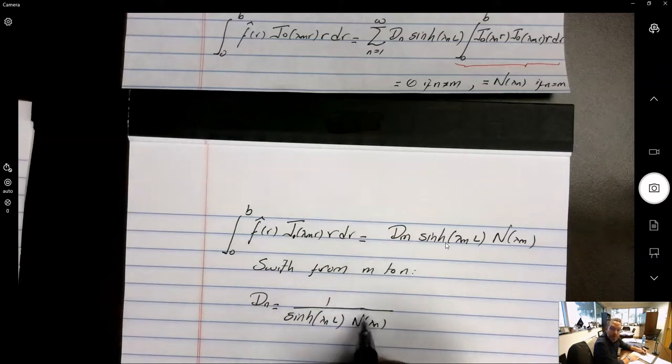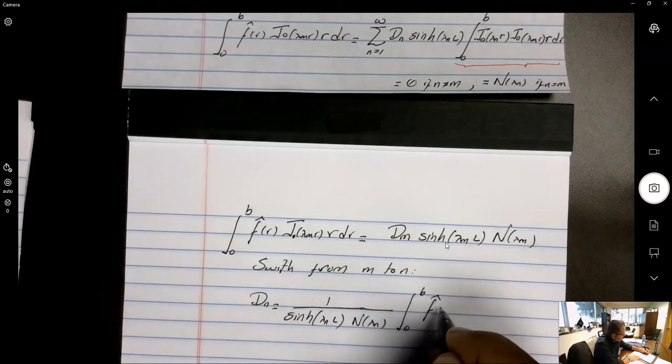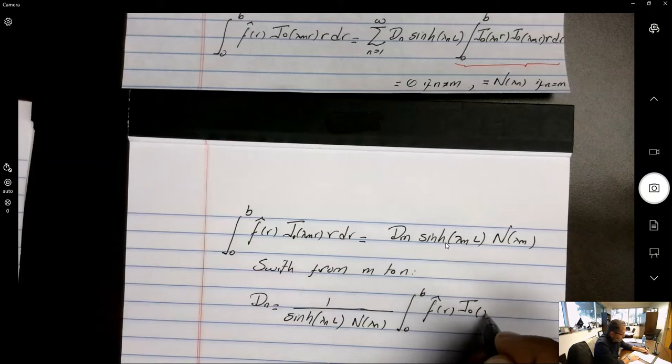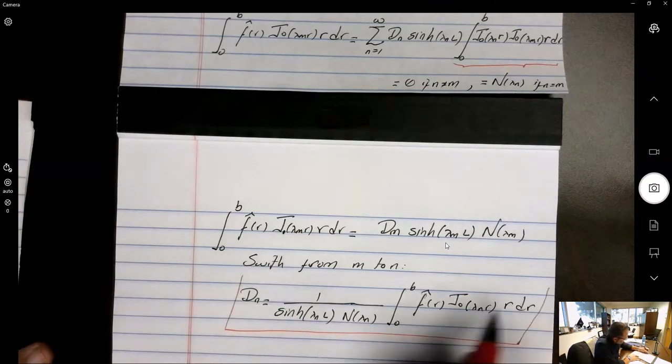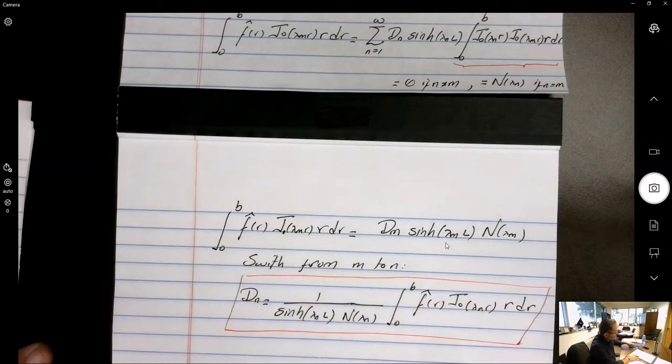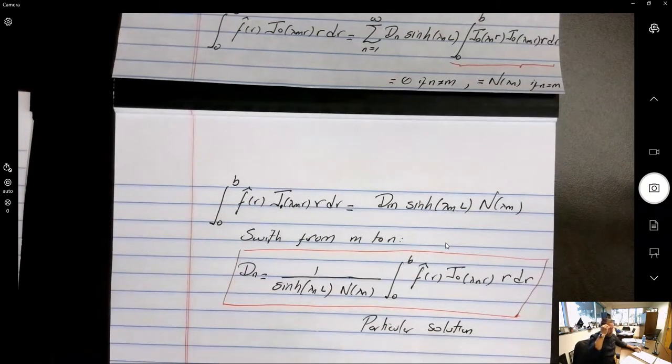That's why when we look up on the table, the norm appears as 1 over n, because it's usually used that way. 0 to b, J0 of lambda n r, r dr. And there we go. Now we have the particular solution. All constants of integration are given by this. So obviously, depending on what that boundary condition is, it's a function of r. If it's a constant, it's just basically the solution of the integral of J0 times r.